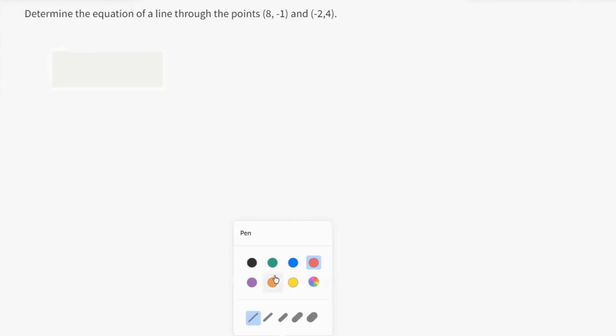Today we're going to determine the equation of a line through the points (8, -1) and (-2, 4). Now, whenever we see the question, determine the equation of a line, I want you to notice that they're asking us to find the equation of a line. Well, how in the world do we do that?